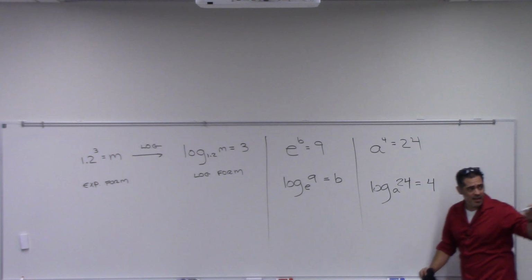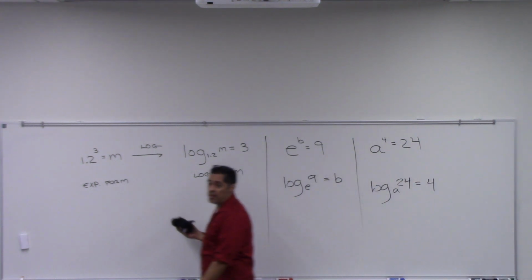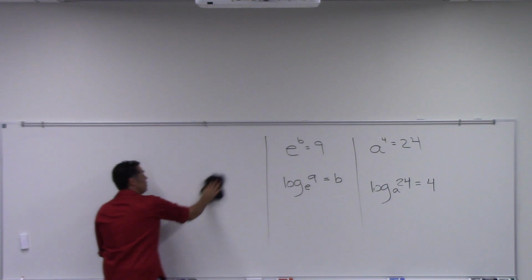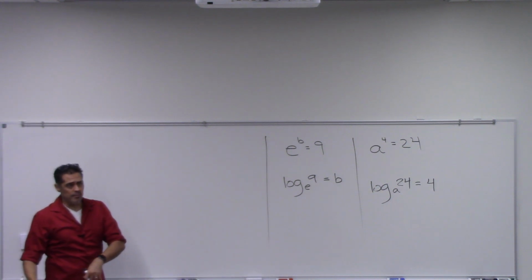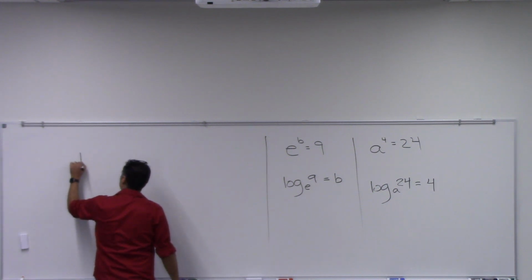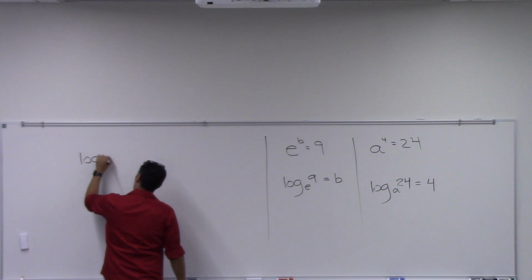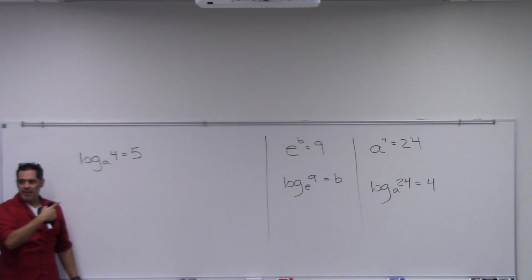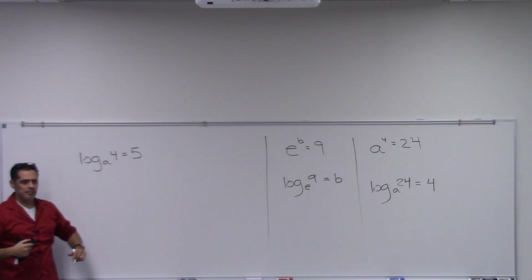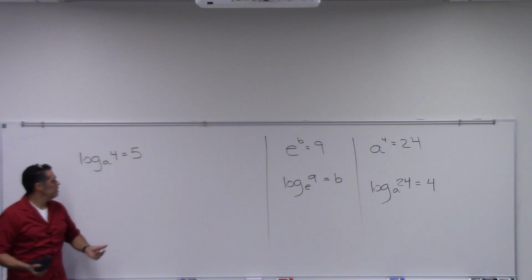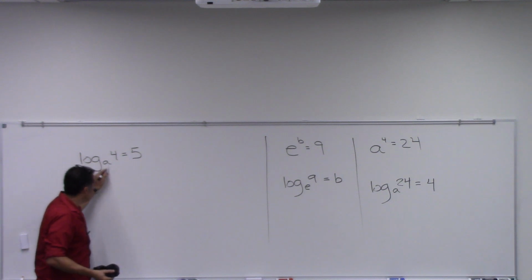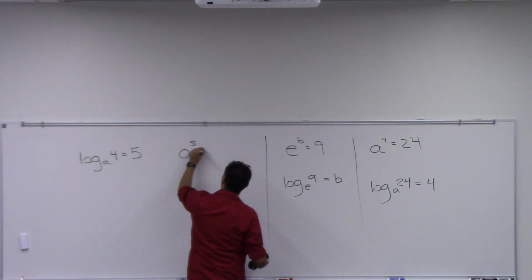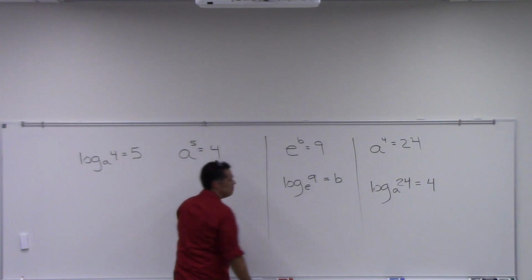All right, the next set of examples asks us to go the other way. I give you the log form, you give me the exponential form. So log base A of 4 equals 5. These are easier because you just do the loop. Just do the loop and you're done. So the loop is what? A to the 5th equals 4.